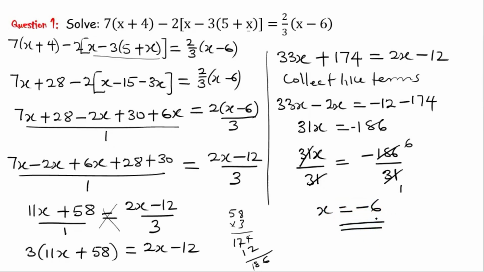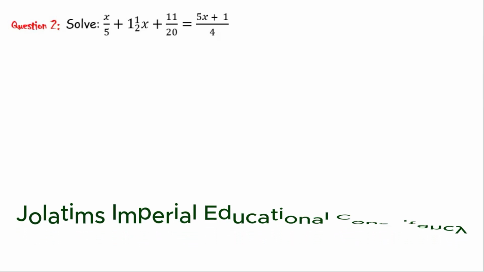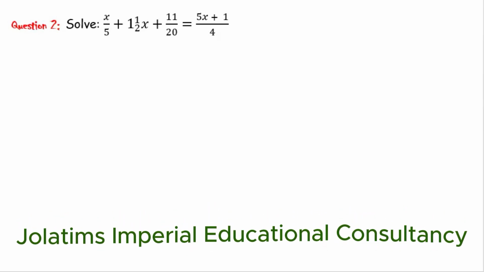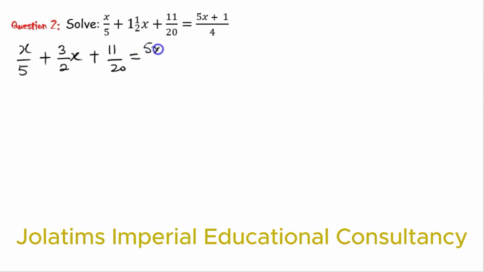Alright, so let's look at another question as we proceed further. In this question, we have to solve x over 5 plus 1 whole number 1 over 2x plus 11 over 20 is equal to 5x plus 1 over 4. Alright, so let's quickly get down to this. So we have x over 5, and 1 whole number 1 over 2 is something like saying 3 over 2, so 3 over 2x plus we have 11 over 20, which is equal to 5x plus 1 over 4.